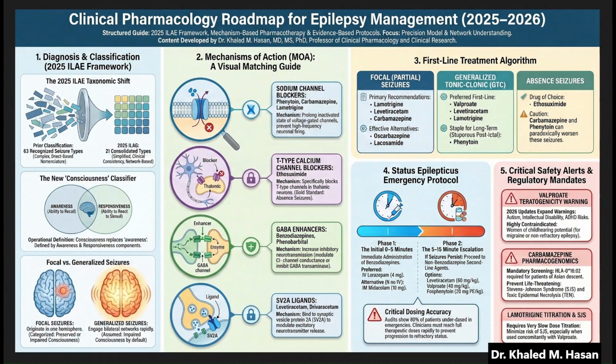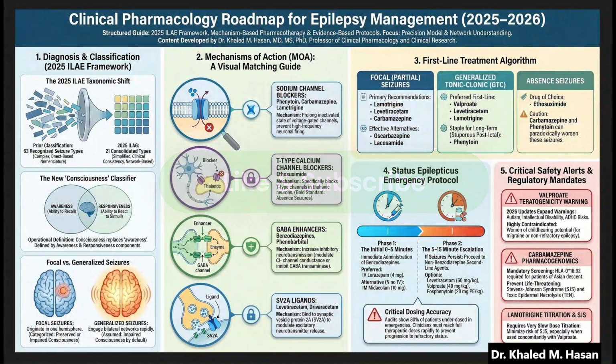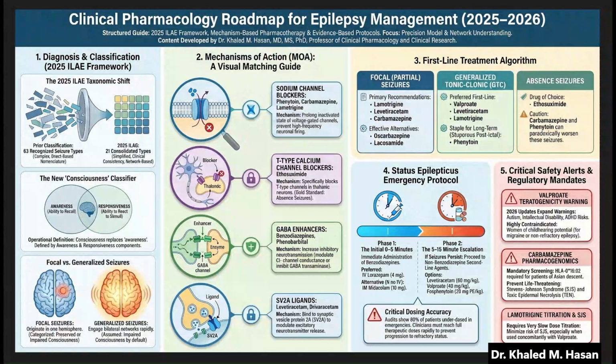If seizure activity persists past 5 minutes, immediately transition to non-benzodiazepine secondary agents. Options include levetiracetam, 60 mg per kilogram, valproate, 40 mg per kilogram, or fosphenytoin, 20 mg PE per kilogram. Critical dosing accuracy alert: audits indicate that up to 80% of status epilepticus patients are underdosed in emergency settings. Clinicians must aggressively titrate to full therapeutic doses immediately to minimize neurological injury. 5. Critical safety alerts and regulatory mandates.